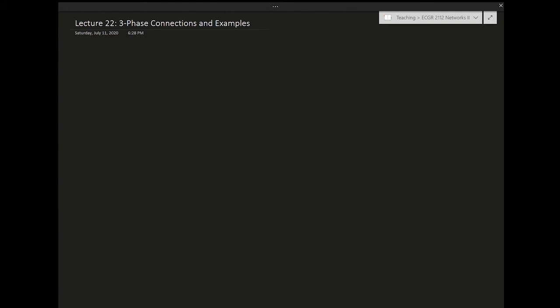Hello everyone. Okay, today let's do some examples on three-phase circuits. So I'm going to start with this example. Right, so we have a positive sequence ABC three-phase source that is balanced.